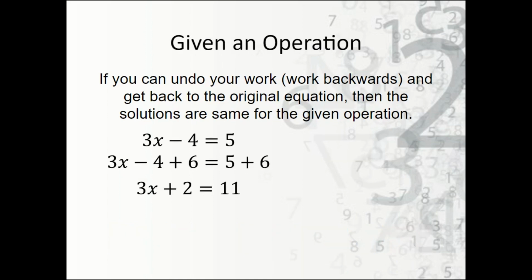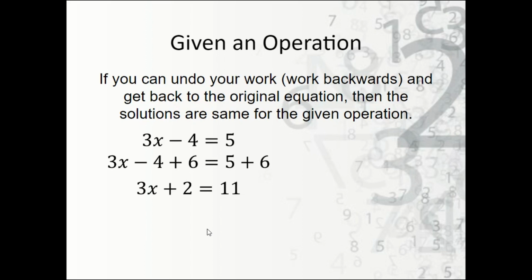Let's look at the other example we had. On the previous one, we couldn't undo the work because the 0 screwed everything up. It made it so that any value could be in there for x and it would still be true, instead of just being 3 as our answer. So let's look at this one.